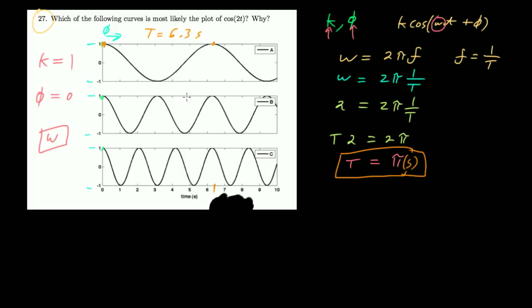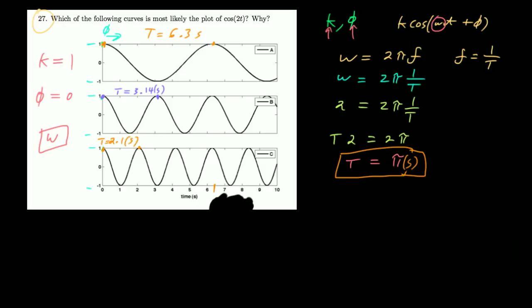Now let's move down to graph B. I start here at 0, and I repeat here, and oh, look at that. I repeat at t equal to, that looks pretty close to pi, I'd say 3.14 seconds. And then for the very last graph, I start at 0, and I repeat at maybe t equal to 2.1 seconds.